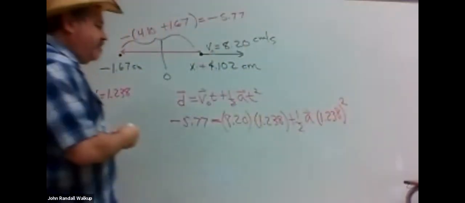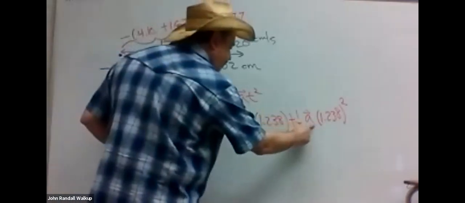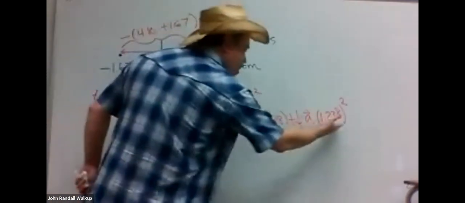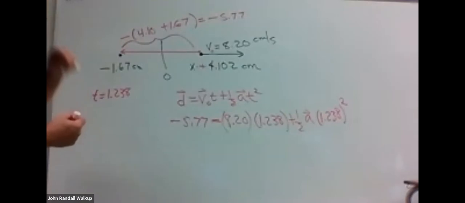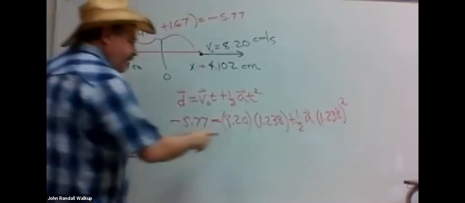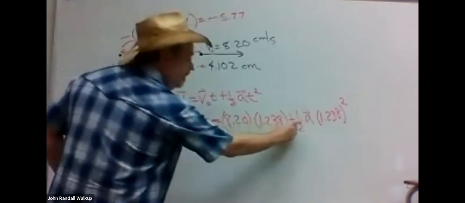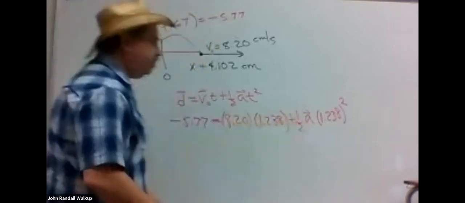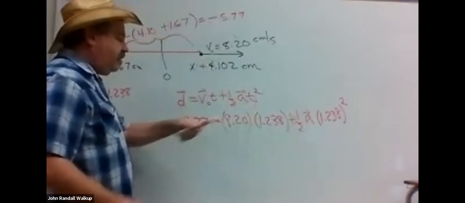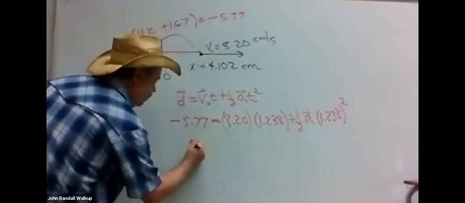From this, we can solve for a. It's one equation, one unknown. I'll let you do it. I don't want to go through all this. But at any rate, multiplying through by 2, you get rid of that 1/2, and then divide by 1.238 squared, and you should be able to get the acceleration.